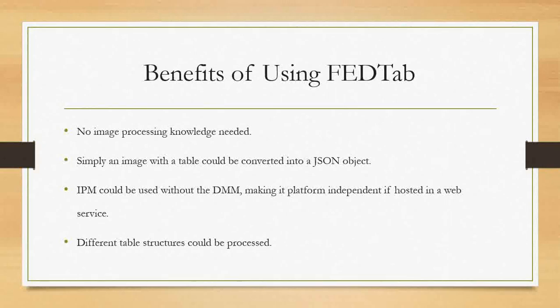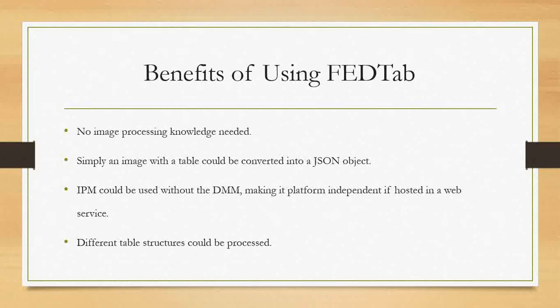The image processing module could be used without the data manipulation module. Unlike other frameworks, this framework comes in two different parts. So if the developer wants to use the image processing module only, the developer can just import it to his project and use his own code to create new applications using the JSON object, which is very feasible from the developer's point of view.